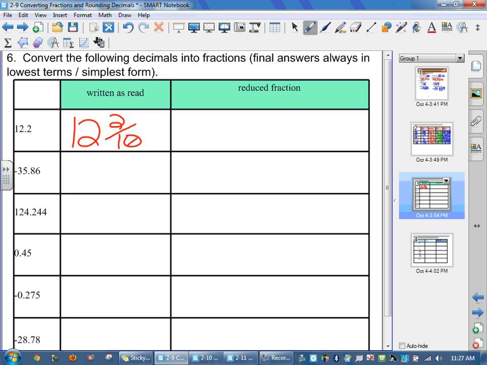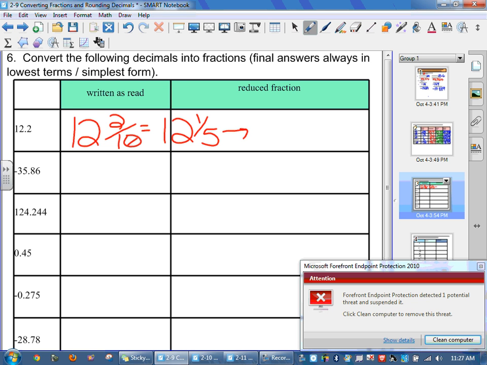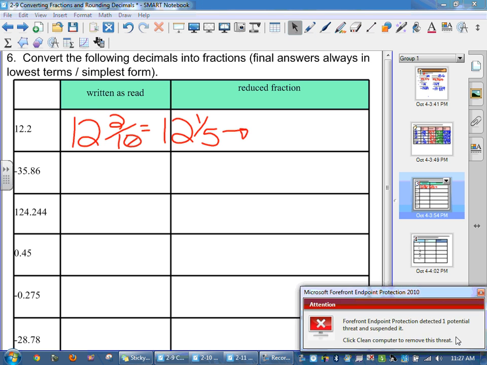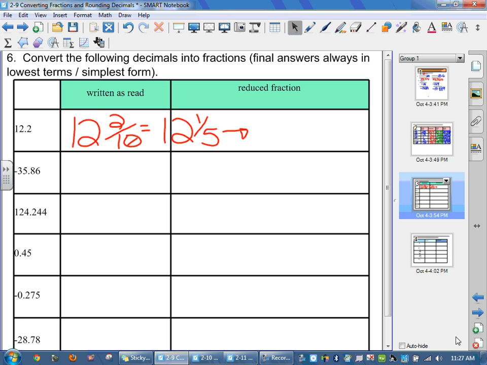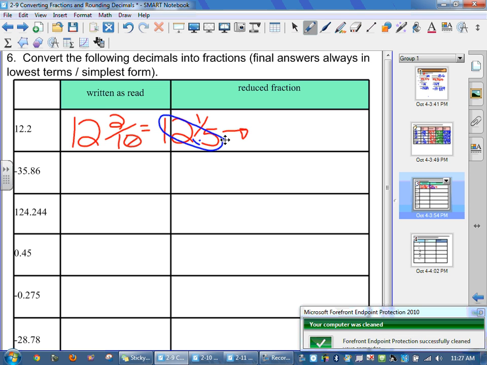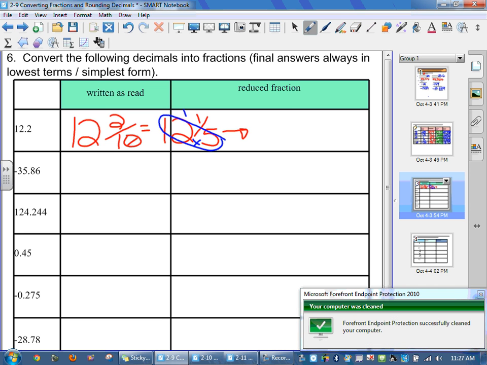Now, 2 over 10 we know is not lowest, is it? No, that can go lower. What can 2 over 10 become? 1 over 5. So we could say that's 12 and 1 over 5. Now I've got to change that to an improper fraction. Okay, you have to change it to an improper fraction when you reduce it. So you're going to take the side times the bottom to give you 60 plus the 1. So you're 61 over 5. That's your final answer. It can't go any lower.